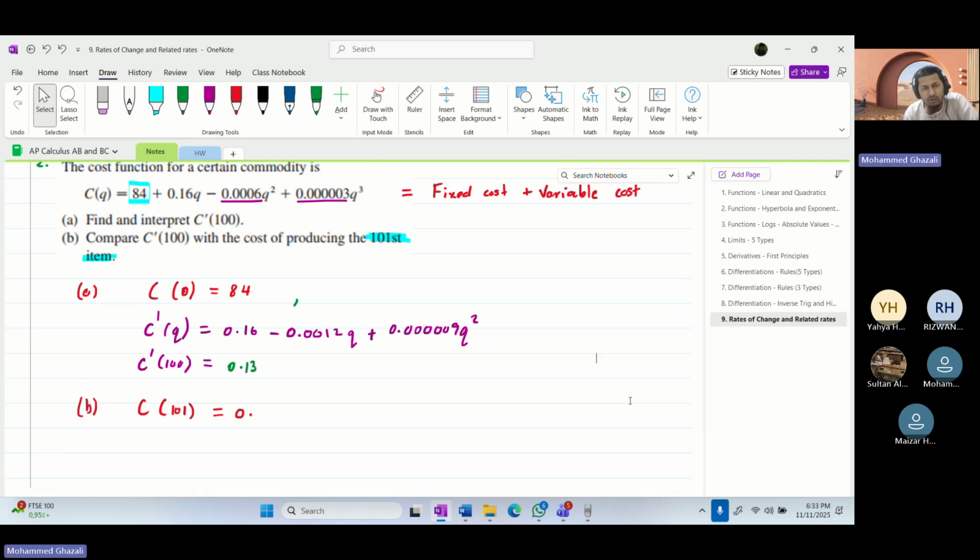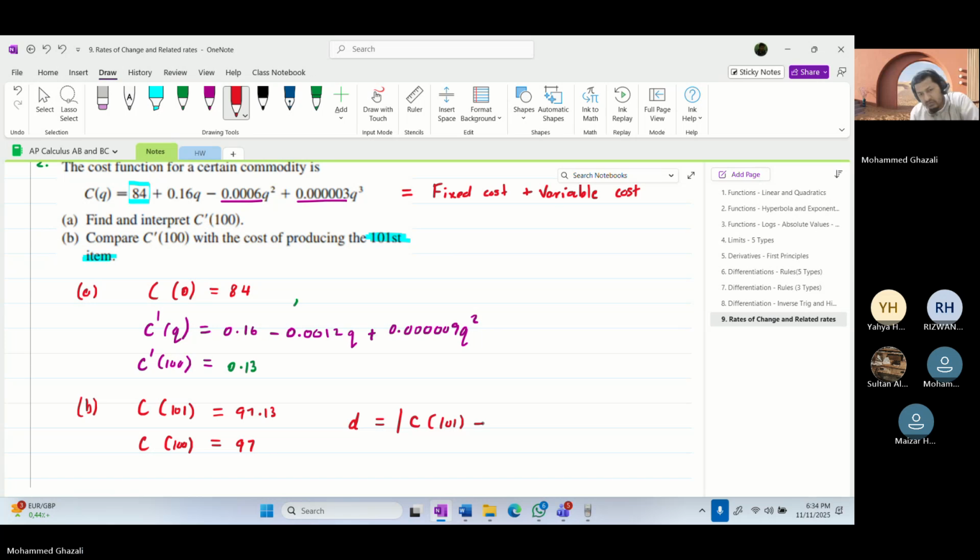So you're typing 84 plus 0.16 times 101 minus 0. The cost of making the 101 would be 97.13. And what is C of 100? $97. Take the difference, the absolute difference between C of 101 minus C of 100.